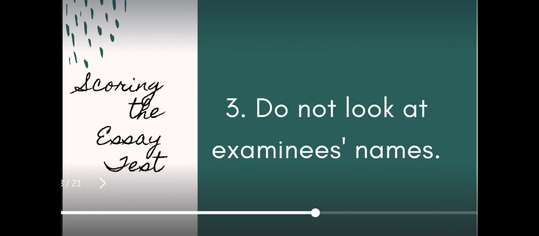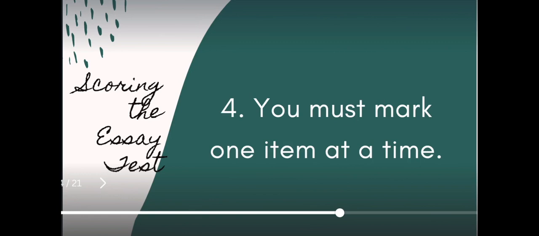So it's better that you assign codes to your examinees, or you may assign a number, for example, just to avoid looking at the names or using names during your scoring of the essay. And fourth, it's important that you must mark one item at a time. So you have to check one item at a time.